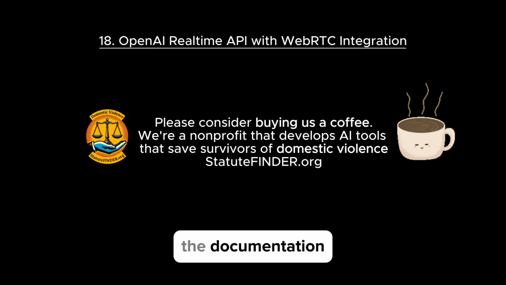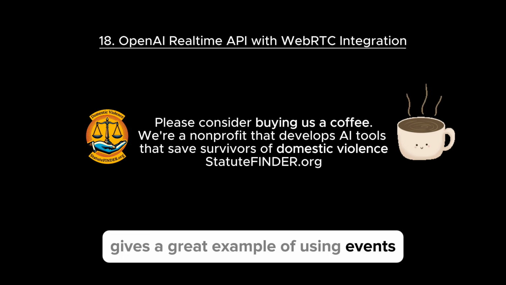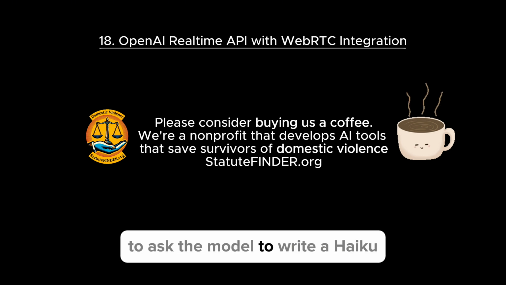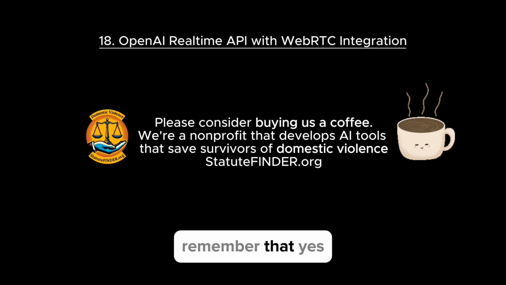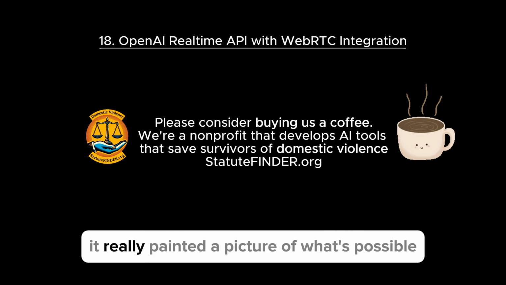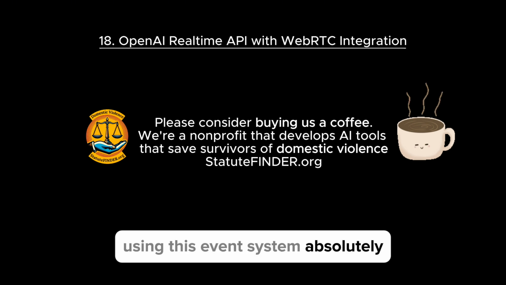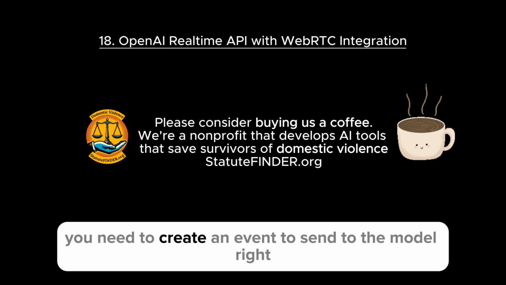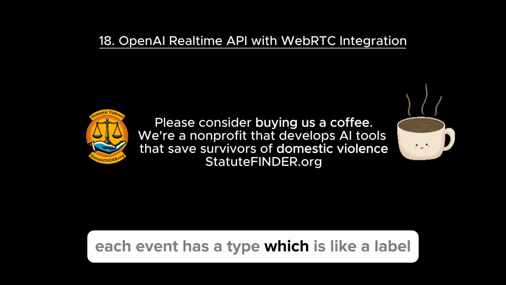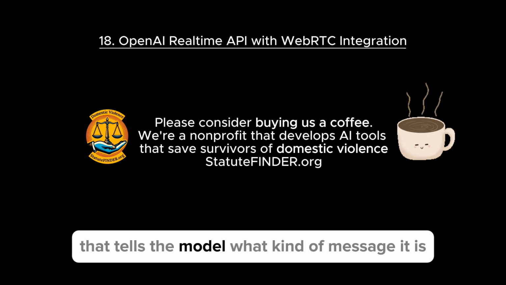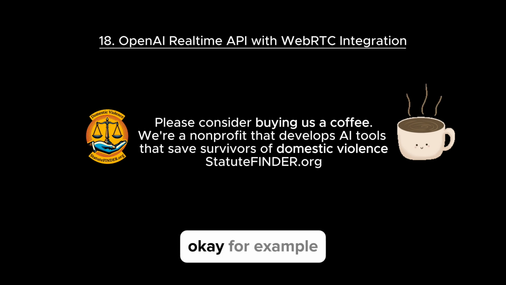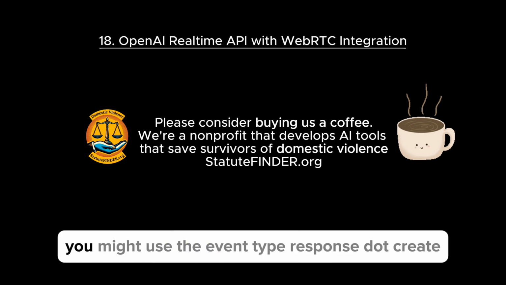Now, the documentation gives a great example of using events to ask the model to write a haiku. Remember that? Yes, I loved that example. It really painted a picture of what's possible. Could you walk us through how that actually works using this event system? Absolutely. So first, you'd need to create an event to send to the model. Each event has a type, which is like a label that tells the model what kind of message it is. For example, to ask for a response, you might use the event type response.create.